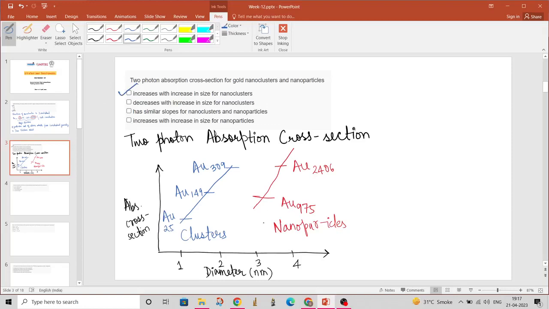Then the next one, decreases with increase in size of nanoclusters. No, as the first option is correct, the second one cannot be because it is opposite. Has similar slopes for nanoclusters and nanoparticles. No, they don't have similar slopes. It seems that they have similar slopes, but it's not drawn to scale, so they don't. Let me try to put a little different slope. They don't have similar slopes.